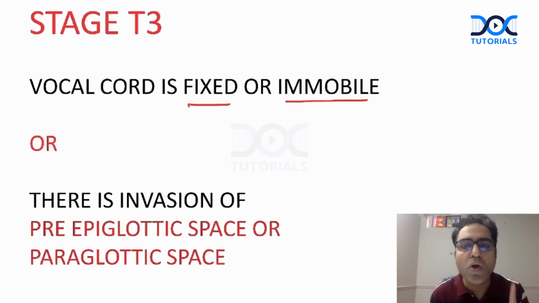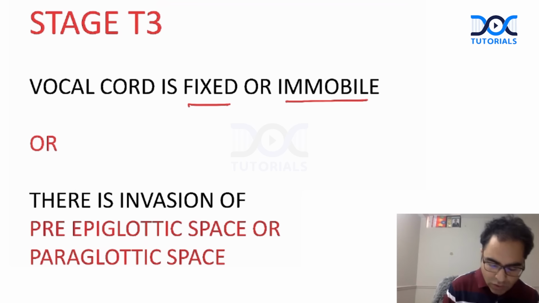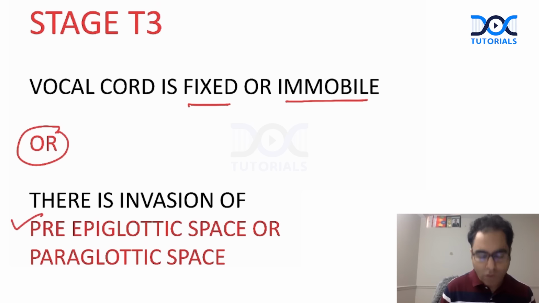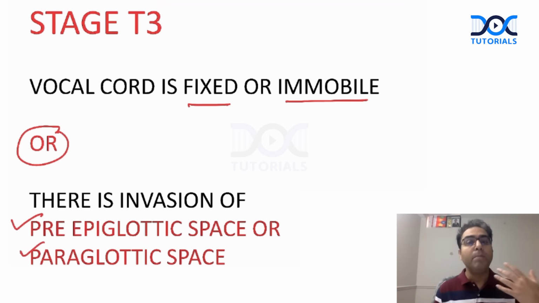Guys, impaired vocal cord mobility is T2 only. T2. Vocal cord has to be fixed or immobile to classify it as T3. If the MCQ says impaired cord mobility, normal cord mobility, it is T1 or T2. Okay. Guys, impaired cord mobility is also T2 only. Okay. So to call it T3, it has to be a fixed or immobile vocal cord. Or there may be invasion of some space like the pre-epiglottic space or paraglottic space. If the MCQ mentions some space involvement in CT scan, that is absolutely T3.